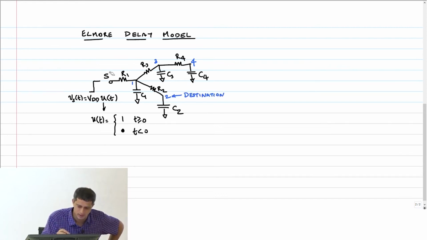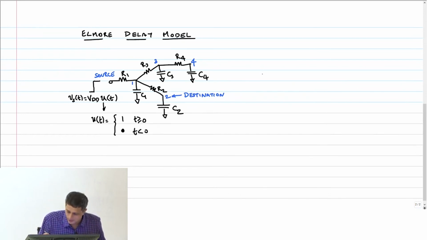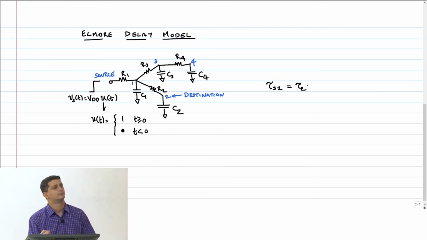Okay, and this is basically my source, by the way. Now I want to calculate the delay from the source to this particular destination. So I want to calculate tau from source to node 2. Or I will drop the source because it's redundant for all the nodes. I will just call this tau 2.